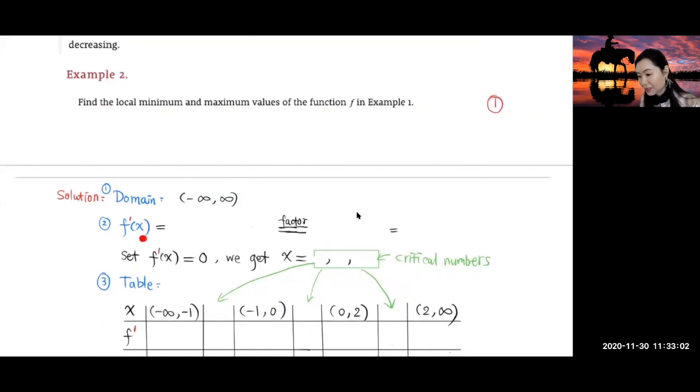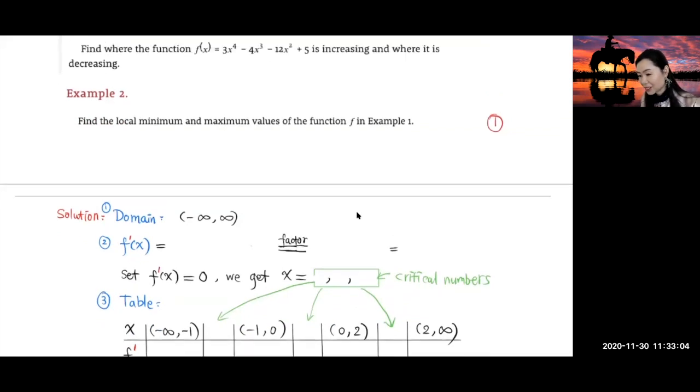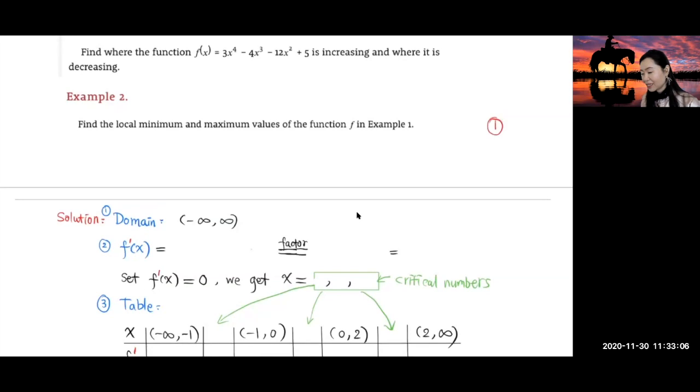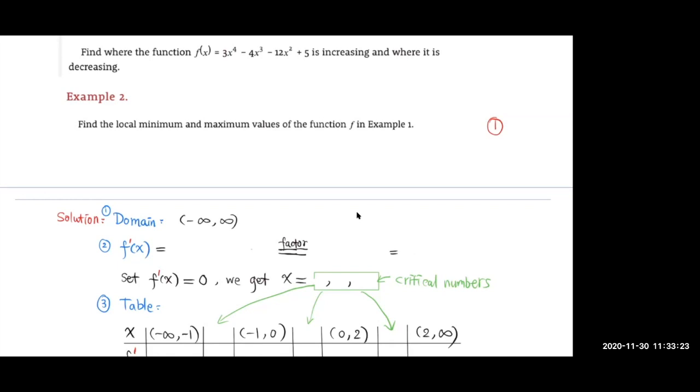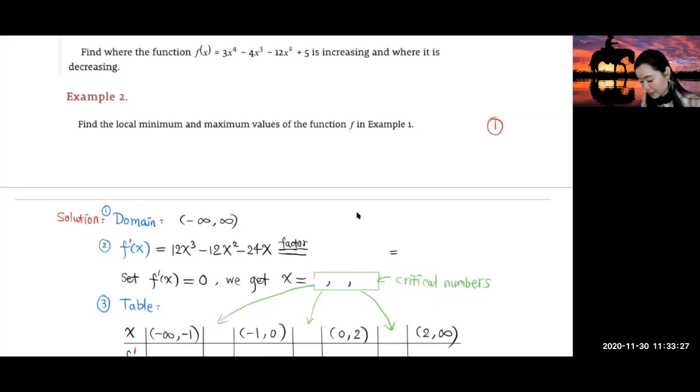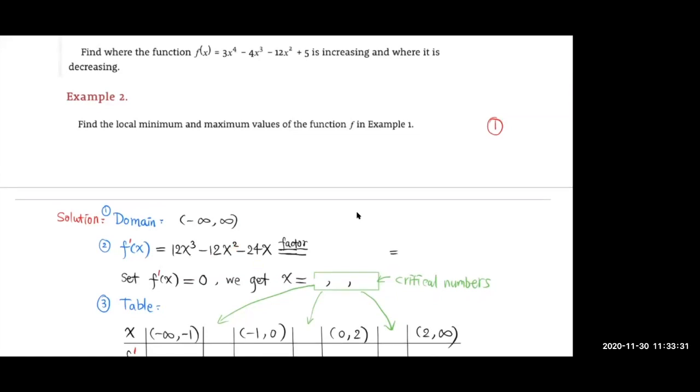Now, we differentiate because we try to find the critical numbers, and we want to see when the derivative will be positive and when it will be negative. So I'm going to differentiate this function. Everybody tell me, what should I get? Shout out your answer. 12x cubed, minus 12x squared, minus 24x, right?